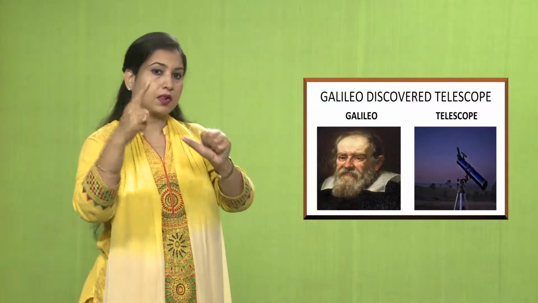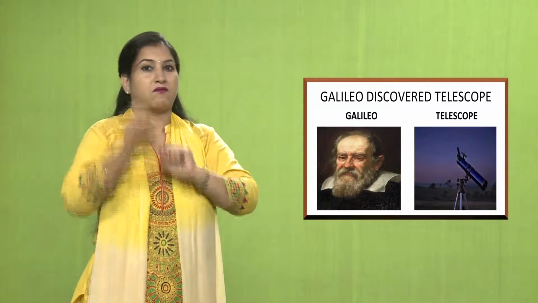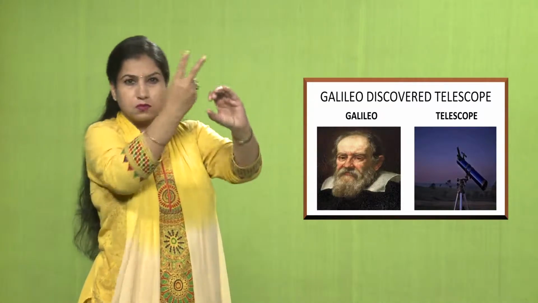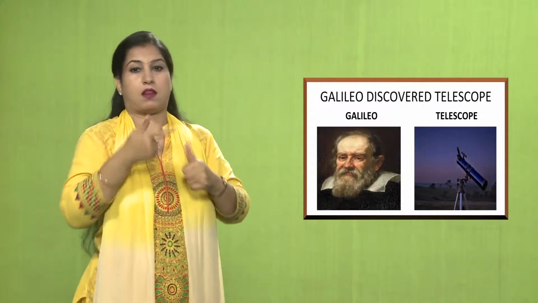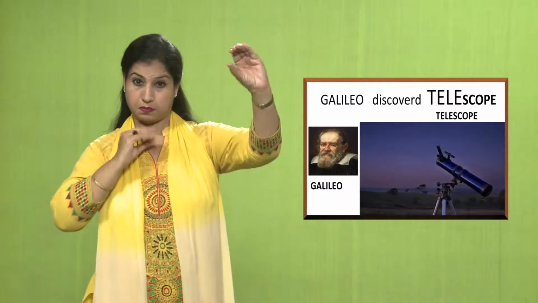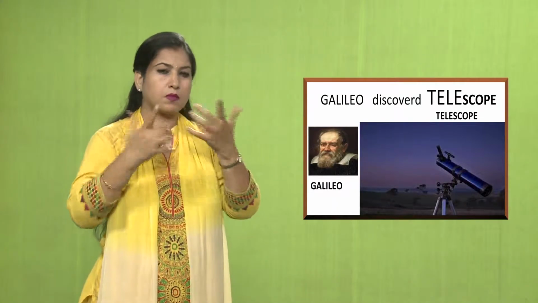Galileo discovered the telescope to study the planets and other celestial objects. A telescope is an instrument that is used to see distant objects.